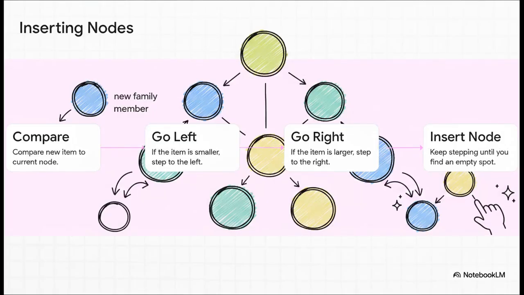Adding a brand new node is basically just 4 super simple steps. You compare the new item to your current node. Is it smaller? You step left. Is it larger? You step right. And you just keep stepping down the branches until you find an empty spot. Boom. It literally sorts itself as you build it.